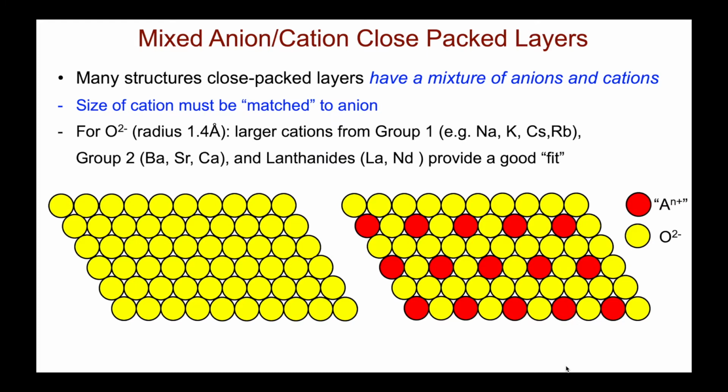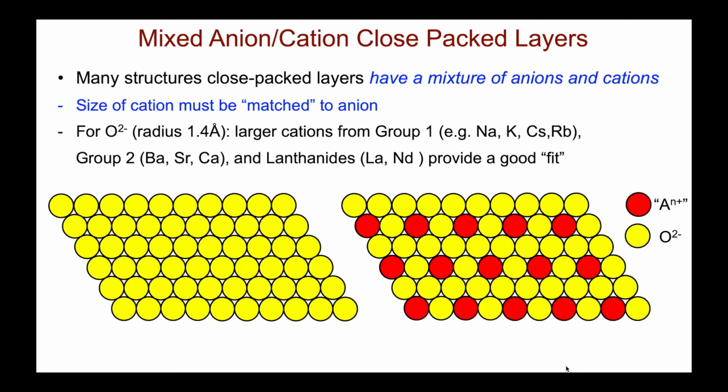So for oxides, where the oxygen anion has a radius of about 1.4 angstroms, we'd be thinking of larger cations such as those from group 1, sodium, potassium, cesium, rubidium, but not something like lithium, which is too small to be compatible with oxygen within this close packed layer. Group 2, barium is commonly found in these mixed cation-anion close packed layers, and indeed its radius is almost identical to that of oxygen. And also some of the larger 3+ cations in the lanthanide series.